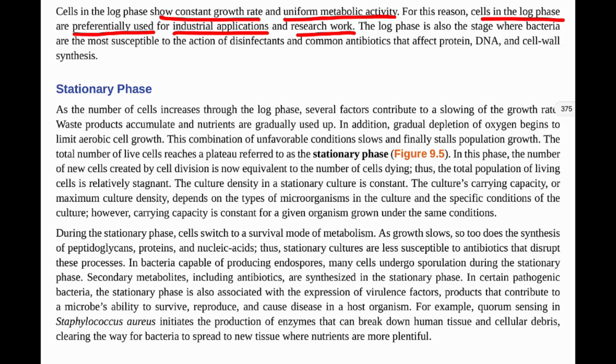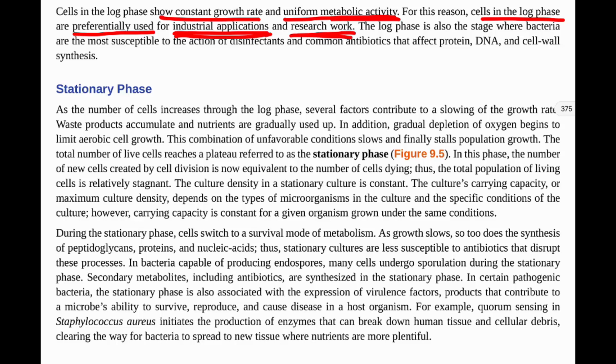And in industrial applications, for example, that's when we're going to be getting the products from them. So if a bacteria is used in industry, likely the bacteria is creating a product, and we want it to be in the log phase in order to get that product, because that's when it's doing the best job of making that product. Also in research work, we want them to be at their best point, because we want to see them function at their optimum.